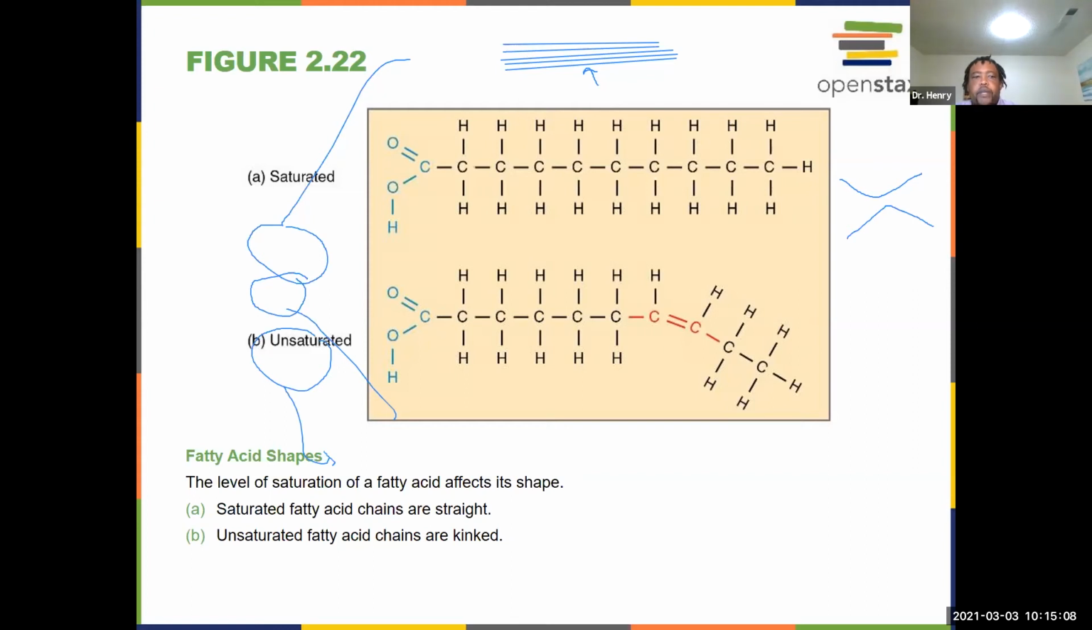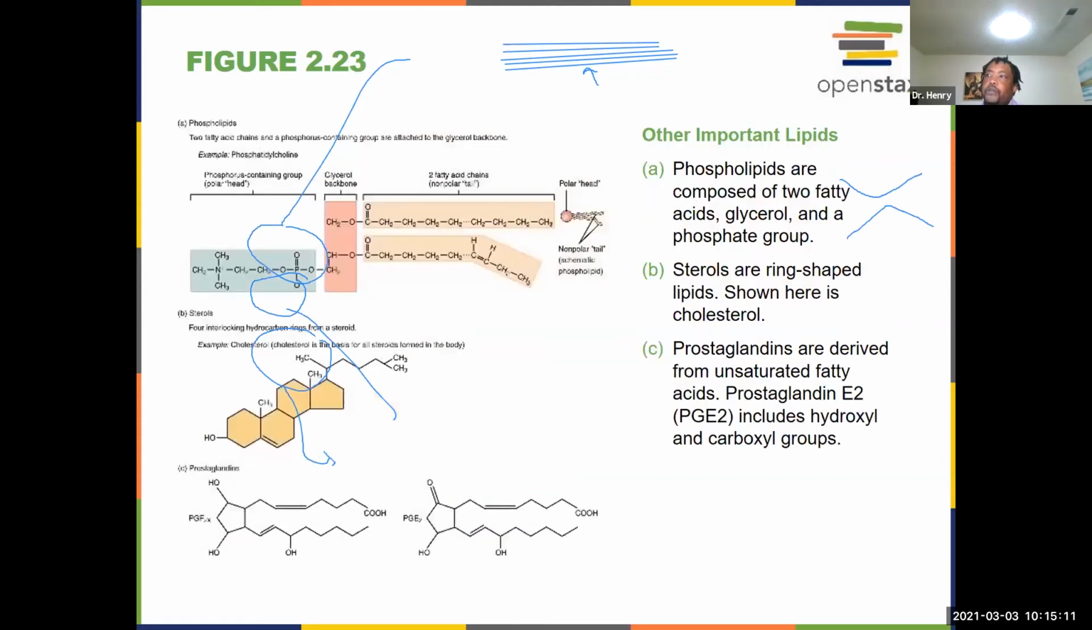Good question though. Okay, so the next thing is phospholipids. Now, the phospholipid is composed of two components.